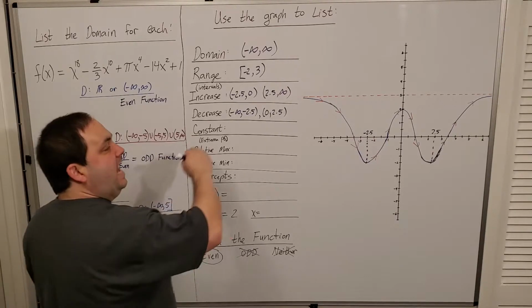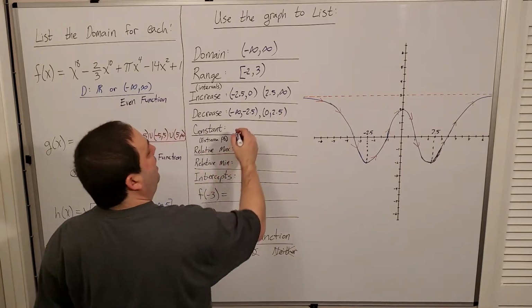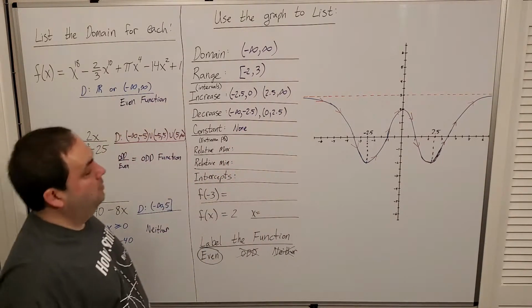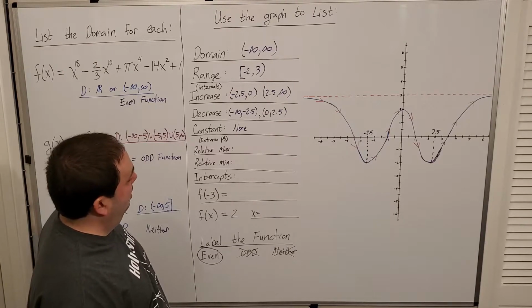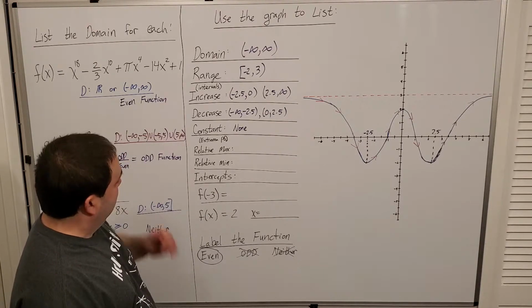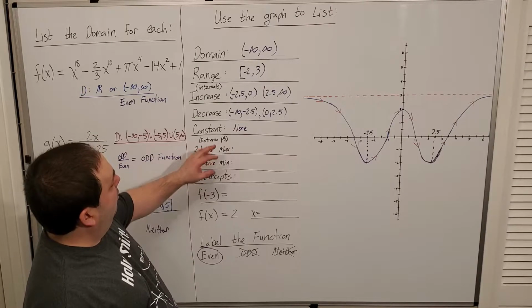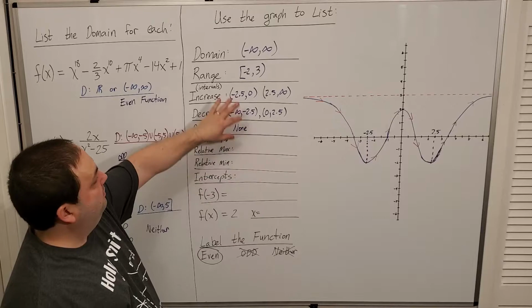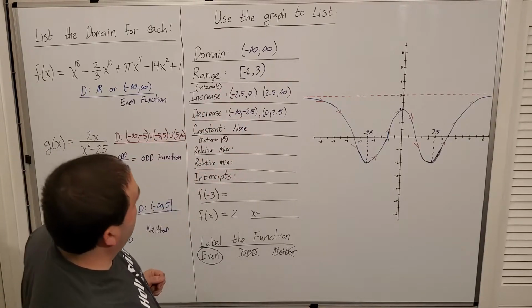Constant. It's never a constant y value. So there are none. There are no intervals that are constant. Okay, extreme points. Now, before we were doing intervals, don't get those mixed up over here with points. They look the same when you're using the parentheses like this.